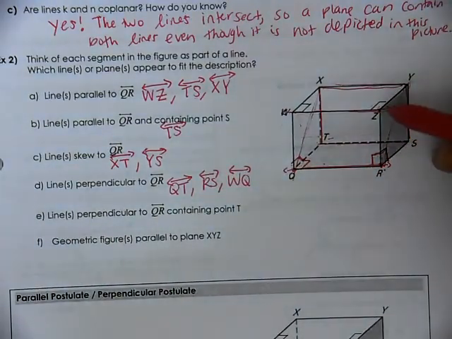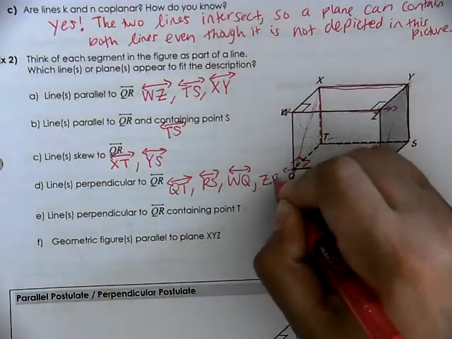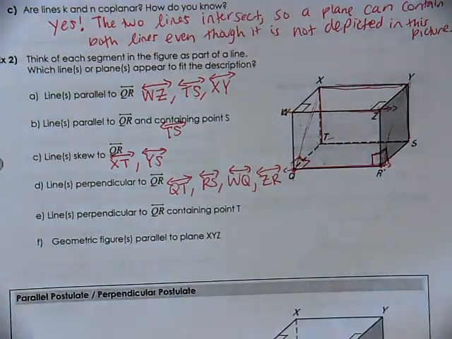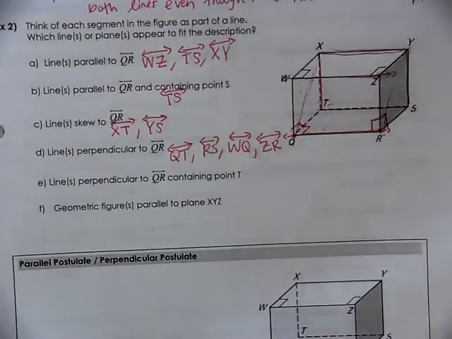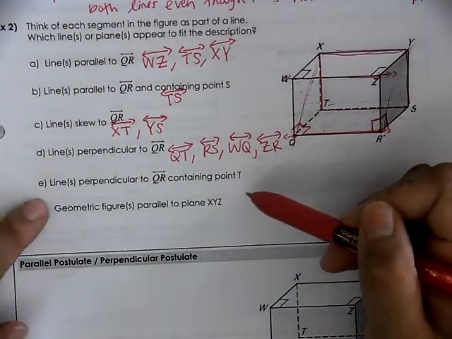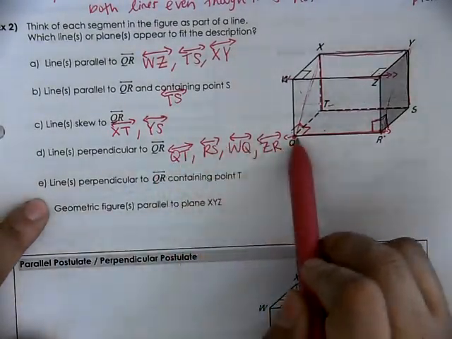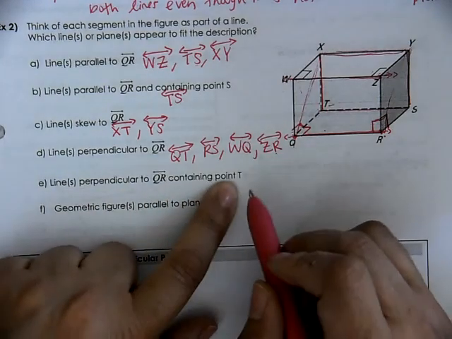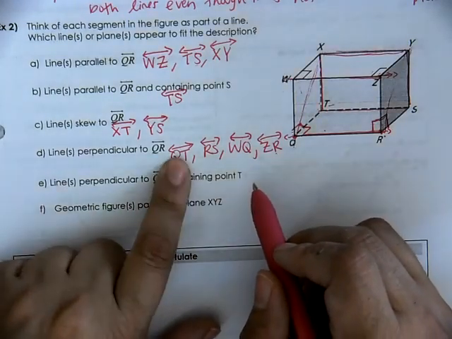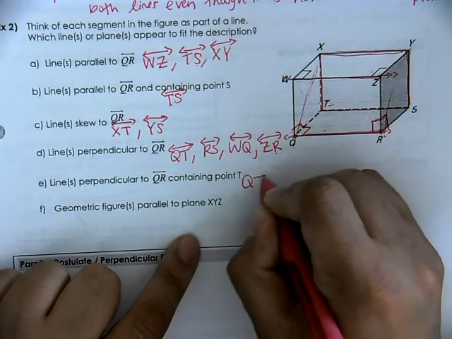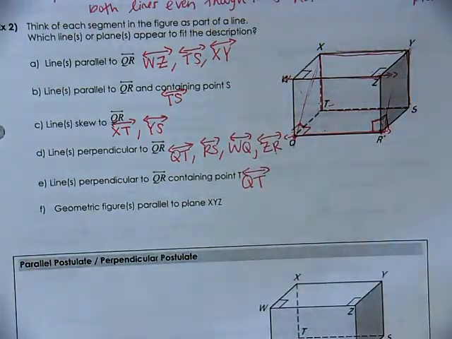And we have ZR. And those should be all of the lines that are perpendicular to line QR. Okay, and then the next question, again, just saying from the list that you just wrote of the ones that are perpendicular, you want one that has point T in it, which the only one that does is QT or TQ, whichever way you wrote it.